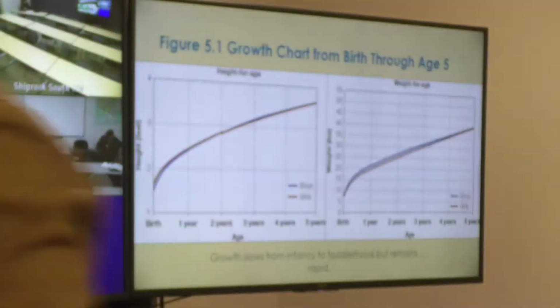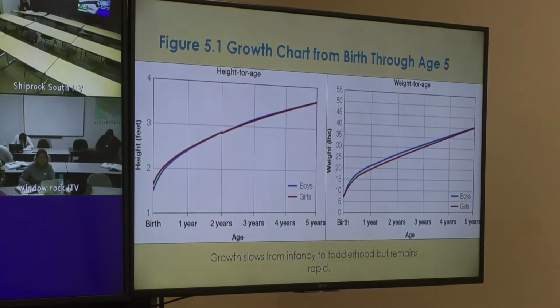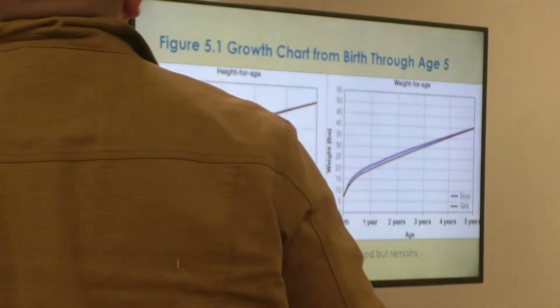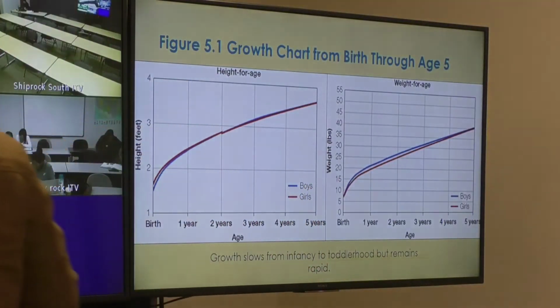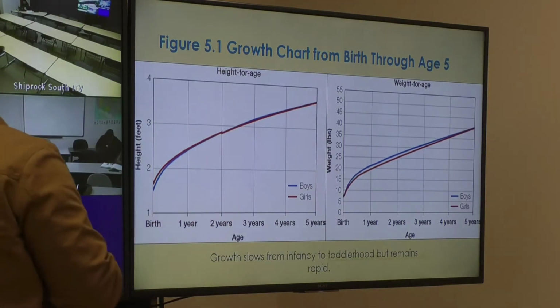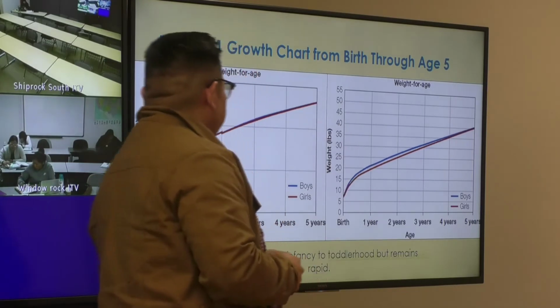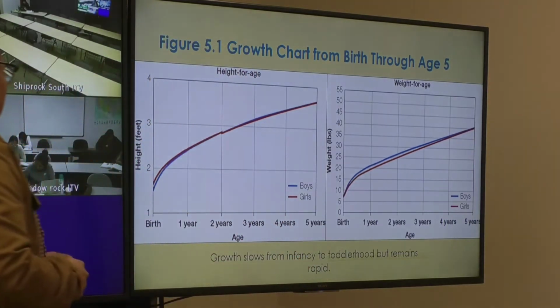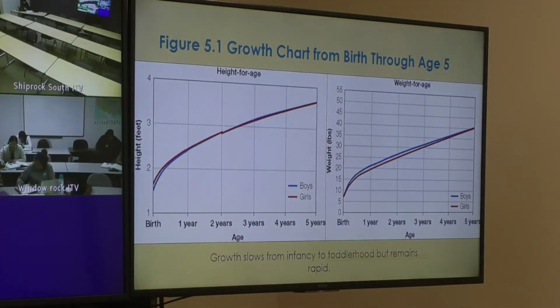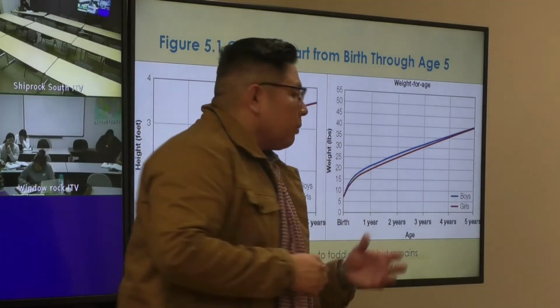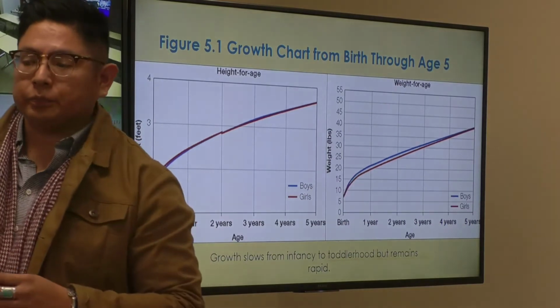But one of the big things is, you're looking at the impacts. You're looking at it from a child's perspective. You're seeing all the things that they're seeing. So now you have a growth chart. The growth chart goes from birth through age 5. One, you see a huge incline. Same thing happens on weight for age as well as height for age. The growth slows from infancy to adulthood, but remains pretty rapid.